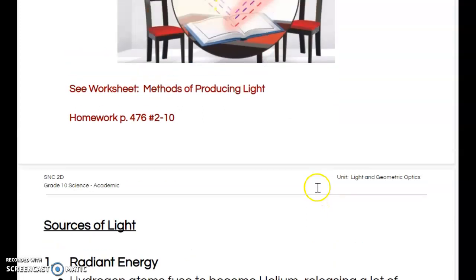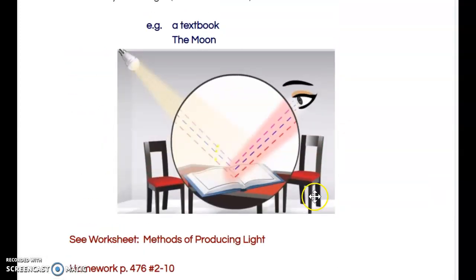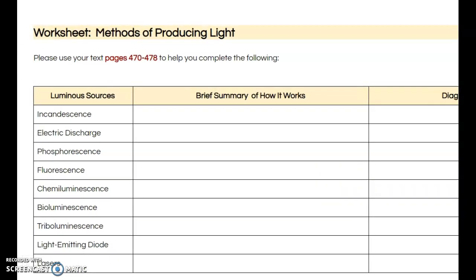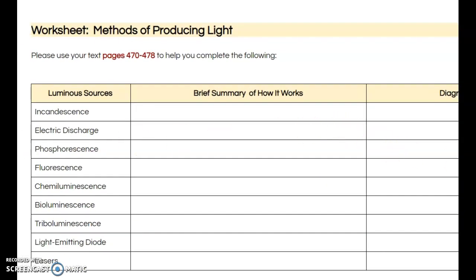And that's the lesson for this morning. I want you to see the worksheet, methods of producing light. This is going to go over all the ways that light is produced. And then I want you to do homework page 476, numbers 2 to 10. Let's just look at this. I'm going to switch my screen here, and I want you to look at what this chart actually looks like. So here's the screen. Let me just extend it a little bit. This is what your screen's going to look like.